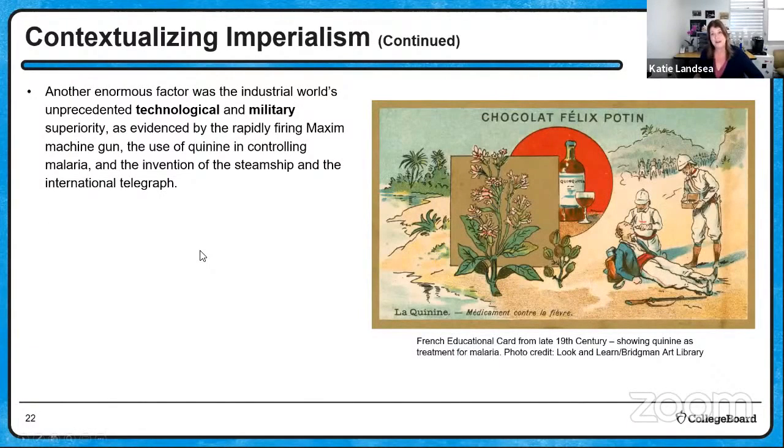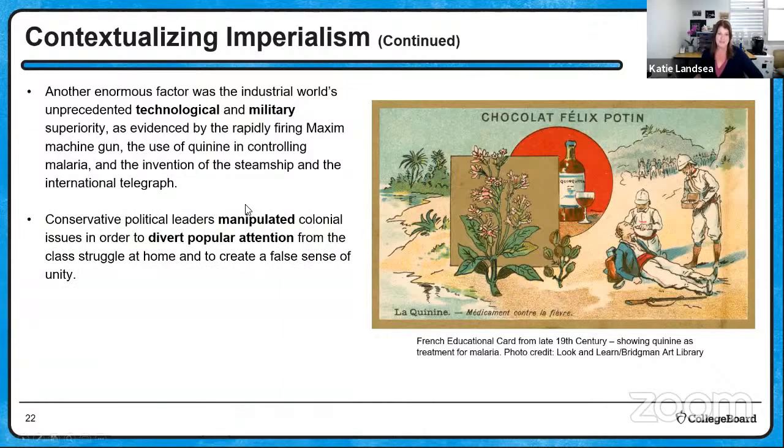Another factor that allows imperialism to happen has to do with technology. We've got technology and military superiority. We've got the Maxim gun that helps subjugate native peoples. We have quinine, and that's what the image is showing, because quinine is discovered to help with malaria. And of course, the invention of the steamship and the telegraph, these transportation and communication technologies, is going to allow people to get into the interior of Africa in a way that they had not been able to do before.